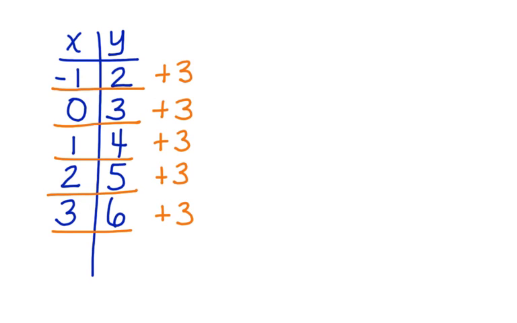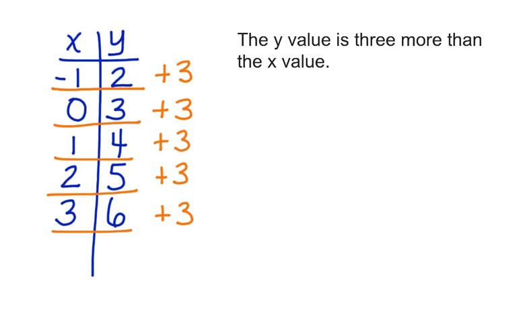So if we wanted to write this pattern in words, we could say that x plus 3 equals y. Or we could say that the y value is 3 more than the x value. Let's write that down. This is a way that we can describe this pattern by using words. Let's look at another example.